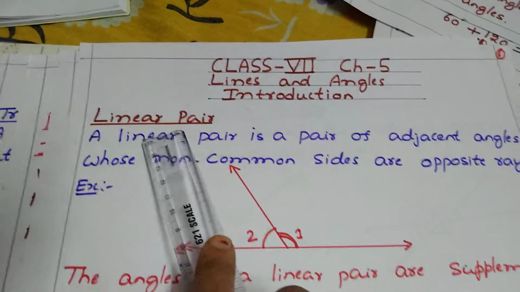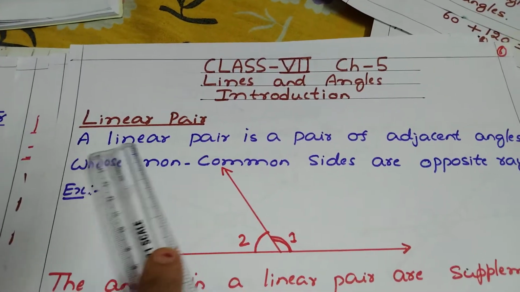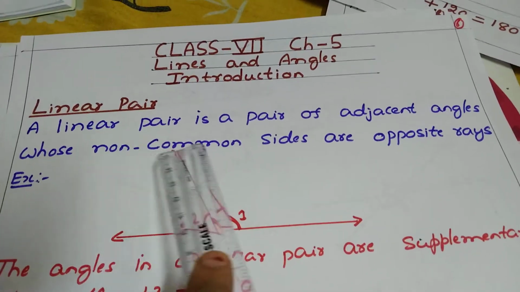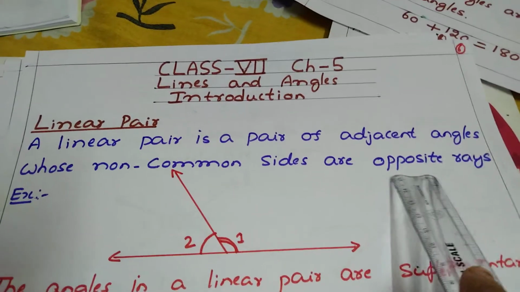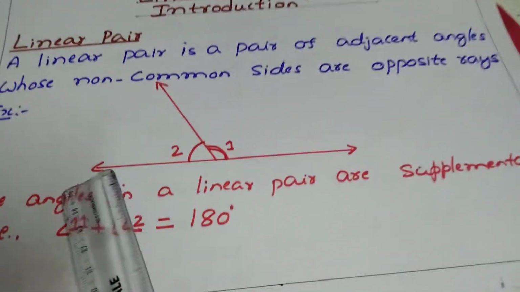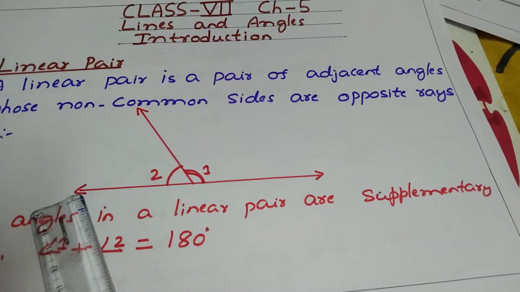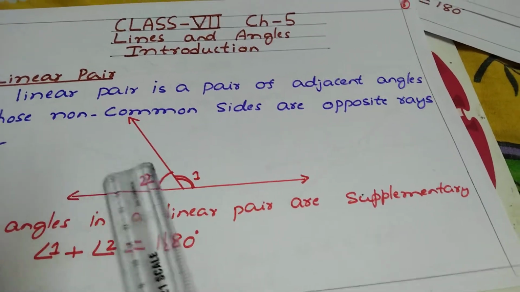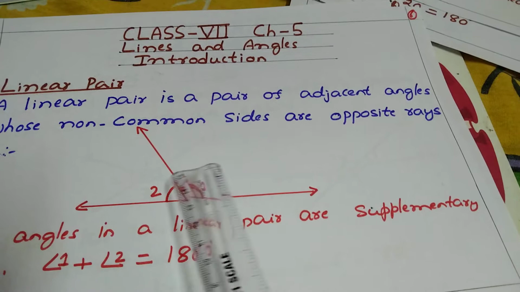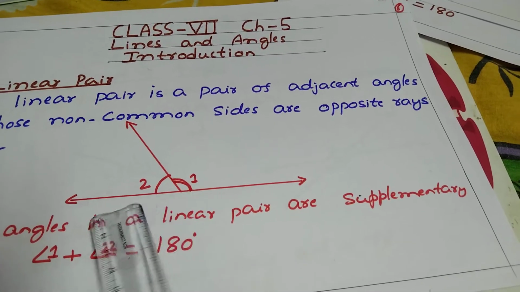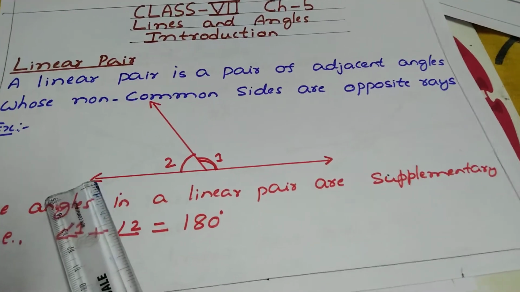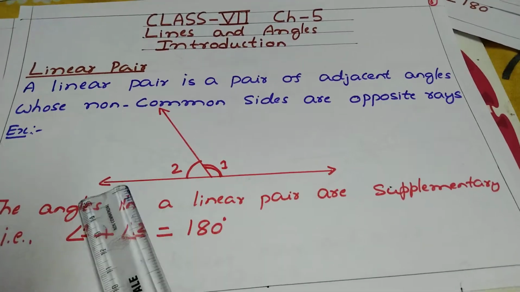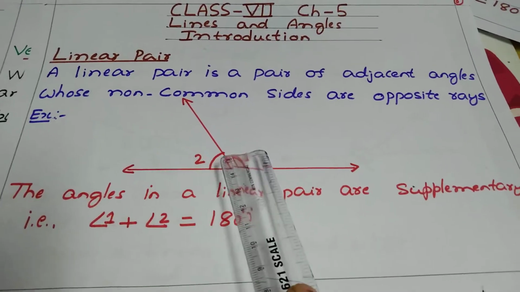Next, linear pair. What is a linear pair? A linear pair is a pair of adjacent angles whose non-common sides are opposite rays. See here, it is a straight angle. That means if you take the angles on both sides, their sum should be 180 degrees. The linear pair angles always form a straight angle. That is angle 1 and angle 2.